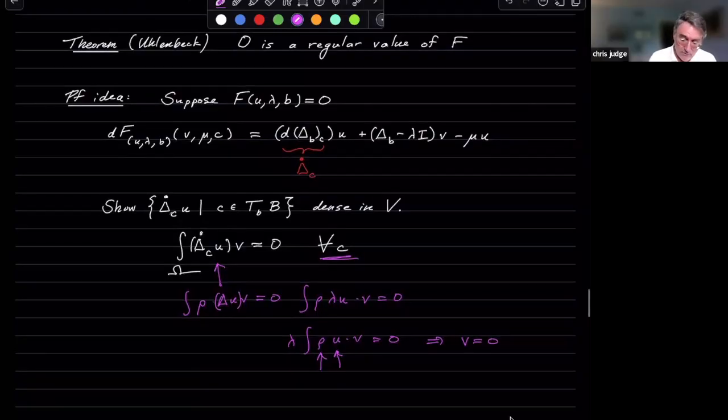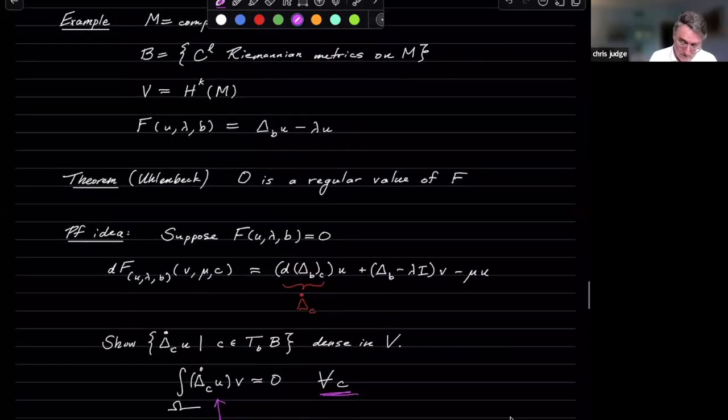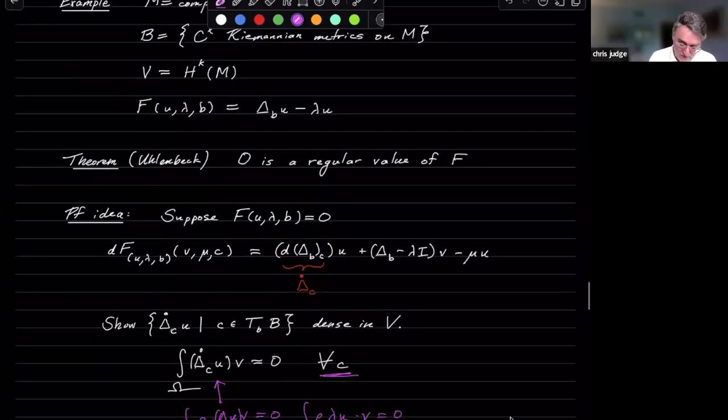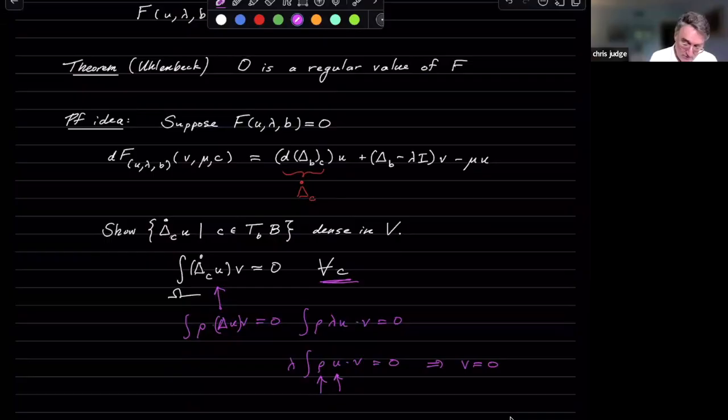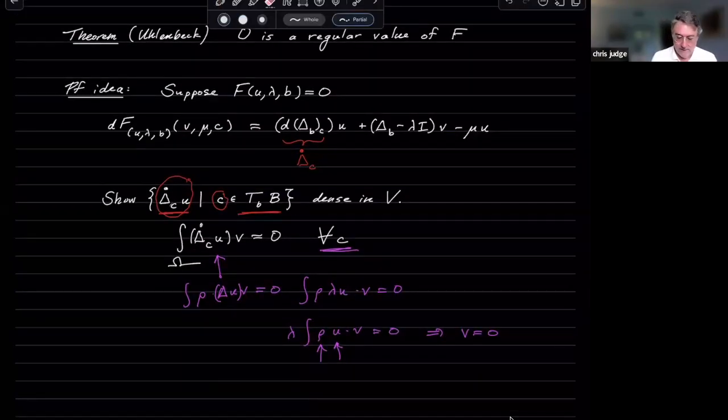But what I do want to emphasize is that it's necessary to prove that you have enough deformations. This space has to be large enough so that when you look at all the possible perturbations of your Laplacian, that set will be dense in V. So you have to have lots of perturbations. You can't expect to do this if B is finite dimensional. You shouldn't hope to do it if B is finite dimensional.